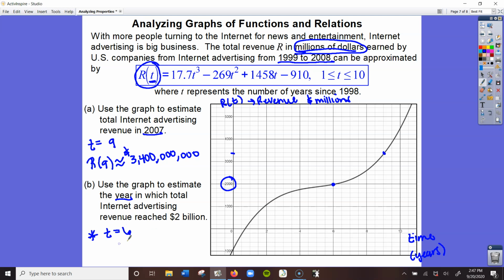But the question is asking specifically for the year. So again, if you just count, 1999 is 1, 2000 is 2, 2001 is 3, 2002 is 4, 2003 is 5, so 2004 is 6. So in the year 2004, internet advertising revenue reached $2 billion.